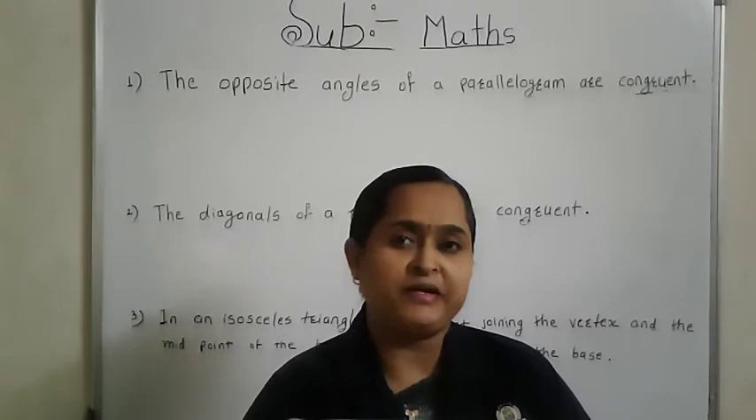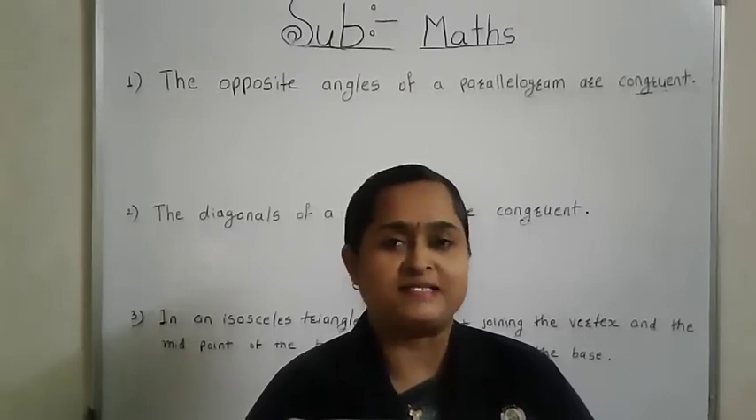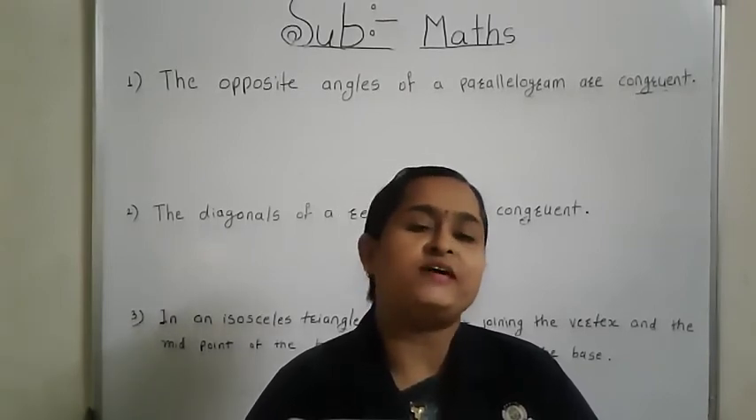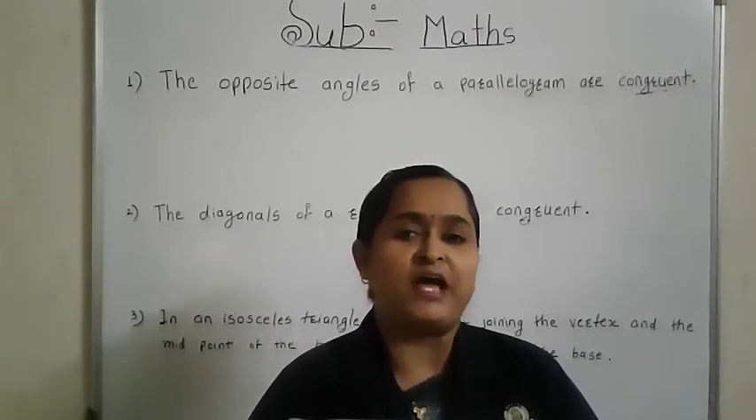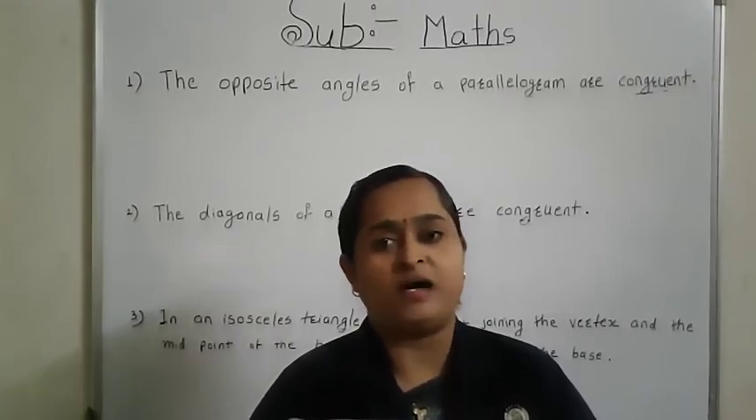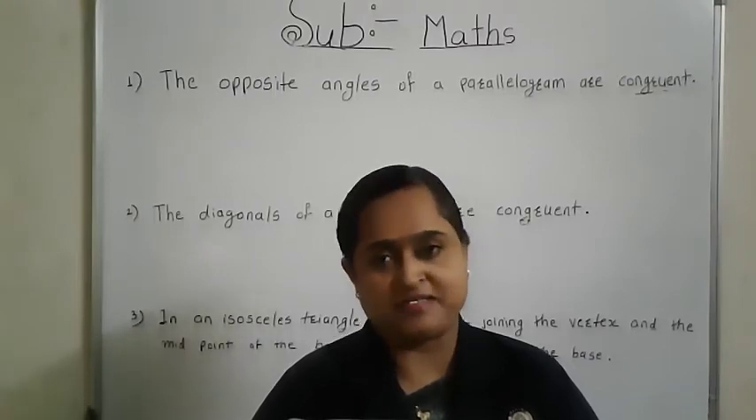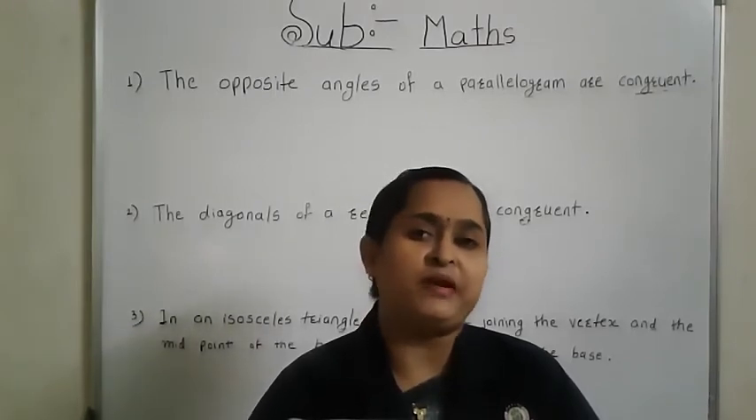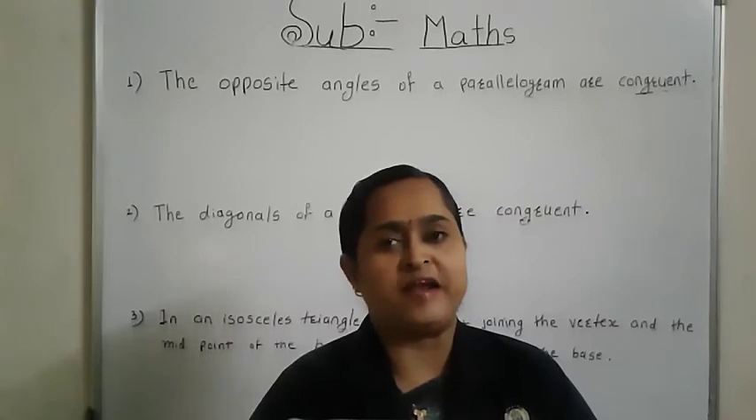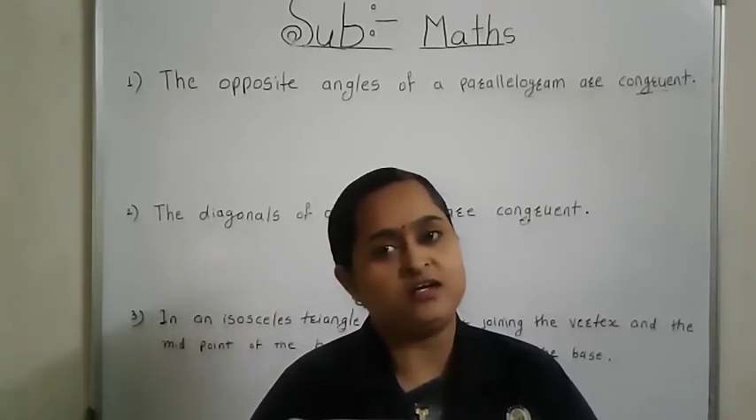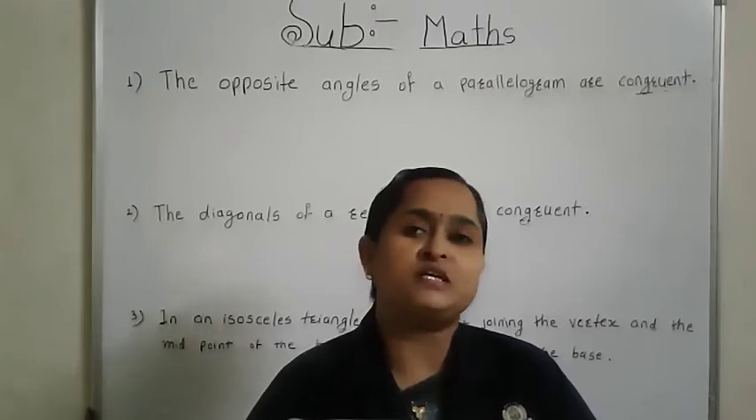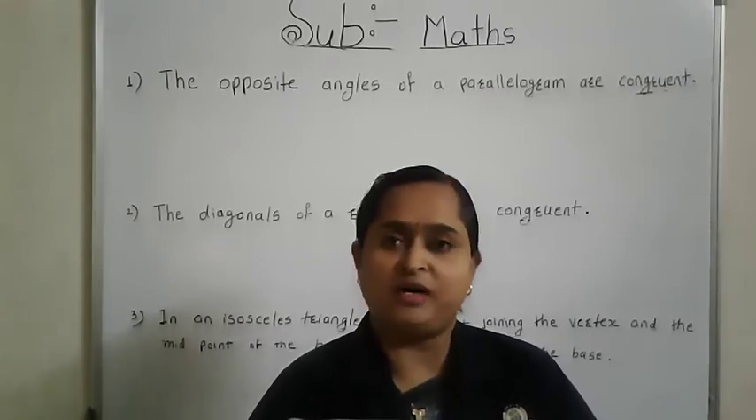About conditional statement, converse and practice set 1.3. Now first see conditional statements. The statements which can be written in if-then form are called conditional statements. The part of the statement following if is called the antecedent and the part of the statement following then is called the consequent. Now we will see practice set 1.3 question number 1.